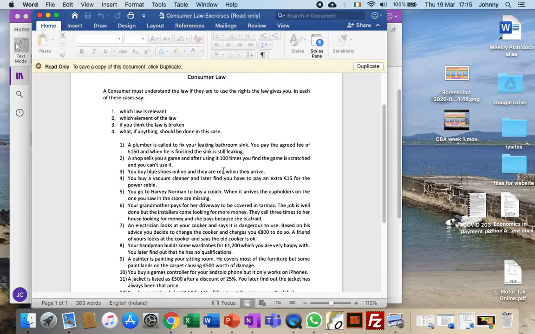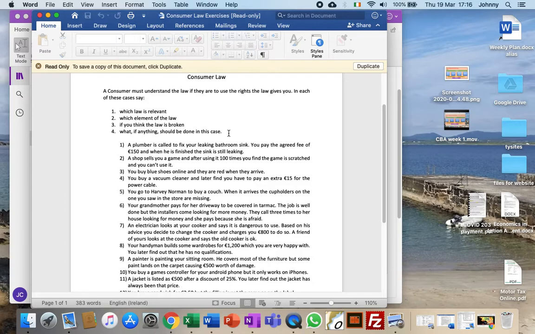The other rule that is possibly relevant is merchantable quality. So is it up to normal quality? In this case, if you use it 100 times, you would say, yes, it is reasonable to expect that you should get 100 uses out of it, and maybe the game is scratched because you didn't look after it properly. So I would say here, is the law broken? No, it's not. What should be done in this case? Maybe look after your game better in future.